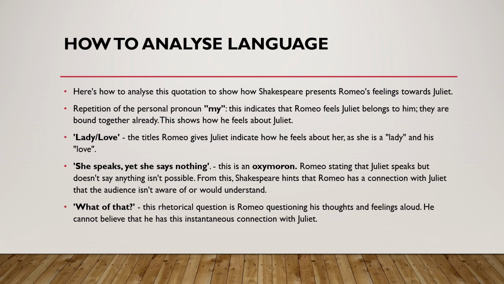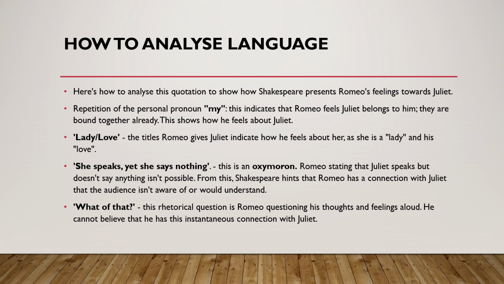We've got lady, love. The titles Romeo gives to Juliet indicate how he feels about her. It's quite simple, you know. She is a lady and he loves her. "She speaks, yet she says nothing." This is an oxymoron. It's something which is saying something is both true and not true, or something which is happening and not happening. So Romeo's stating that Juliet speaks, but she doesn't say anything.